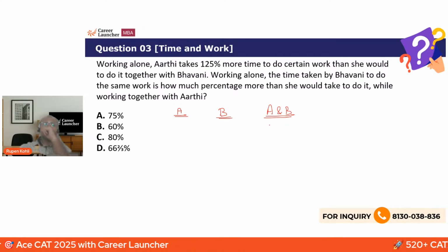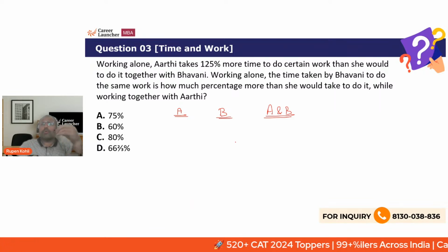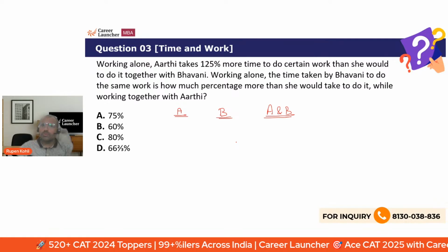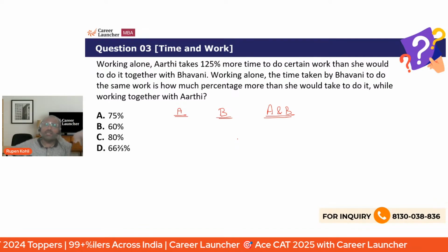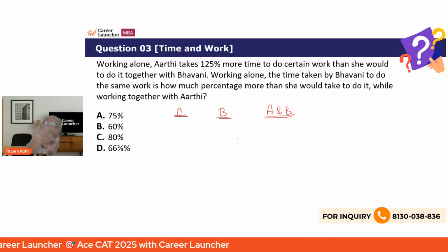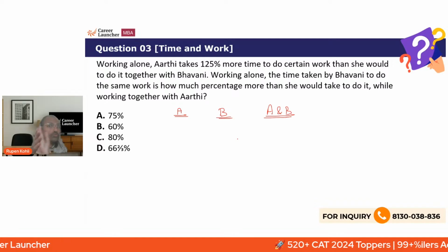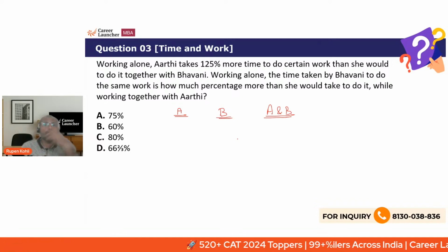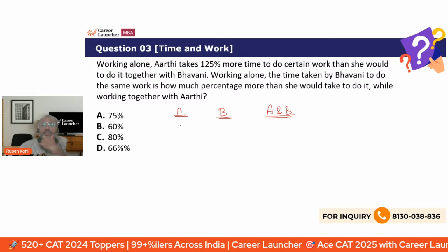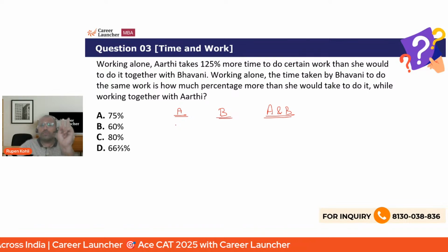Now, so when Aarti was working alone, she's taking what? 2.25 times of the time? 125% more. Means if the working together, Aarti and Bhavani, are taking one day, then Aarti alone is taking 2.25 days, 125% more, right? So the ratio of Aarti's time working alone with respect to them working together is 2.25 is to 1.